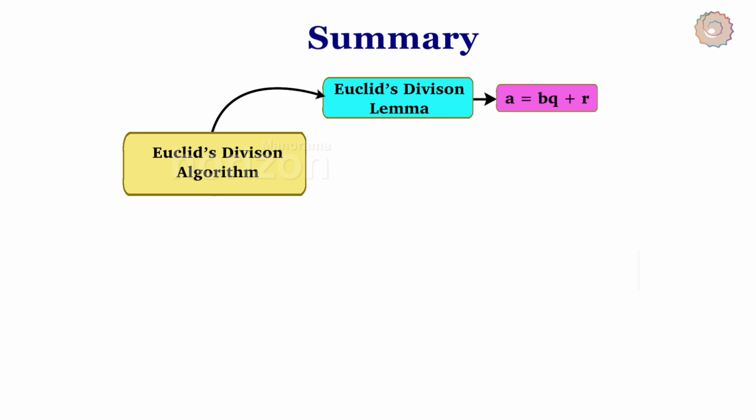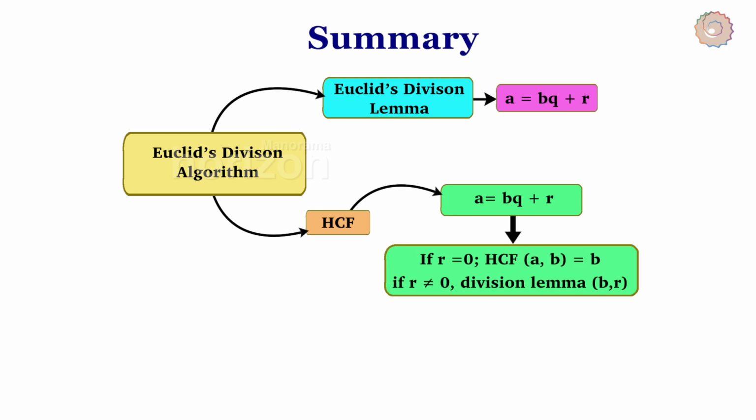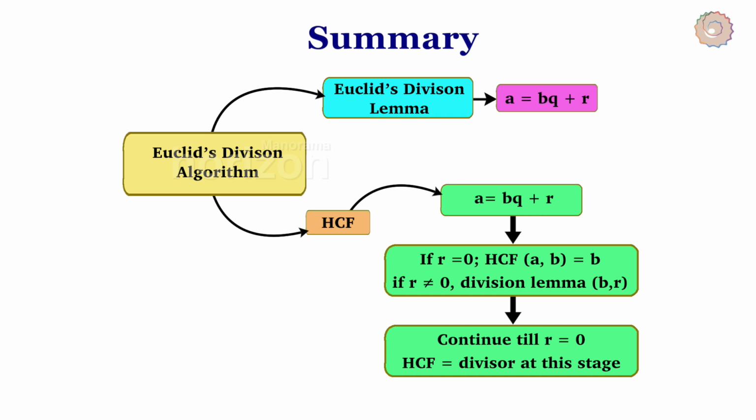Euclid's division algorithm is a technique to compute the highest common factor, HCF, of two given positive integers. To obtain the HCF of two positive integers, say a and b with a greater than b, we have followed a three-step process. Step 1, apply Euclid's division lemma to a and b. So, we find the whole numbers q and r such that a = bq + r and 0 ≤ r < b. Step 2, if r = 0, b is the HCF of a and b. If r ≠ 0, apply the division lemma to b and r. Step 3, continue the process till the remainder is 0. So, the divisor at this stage will be the required HCF.